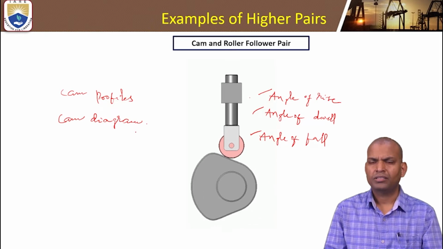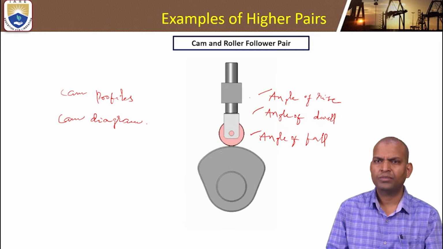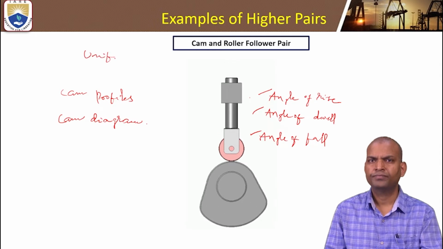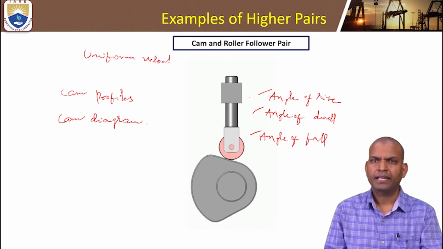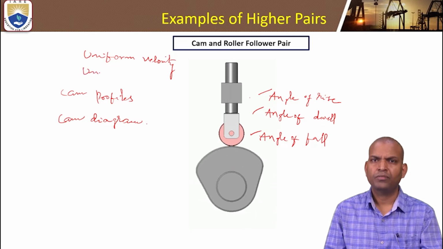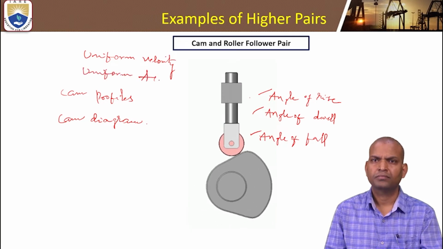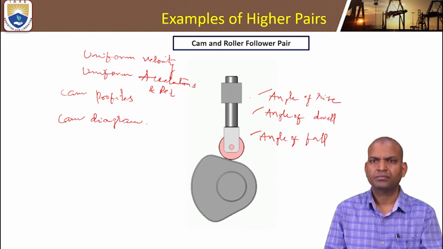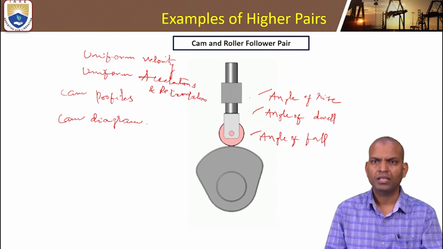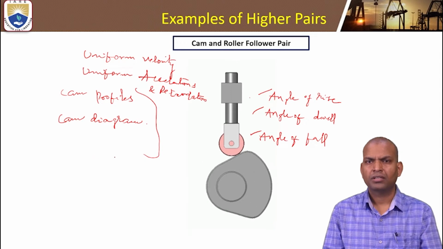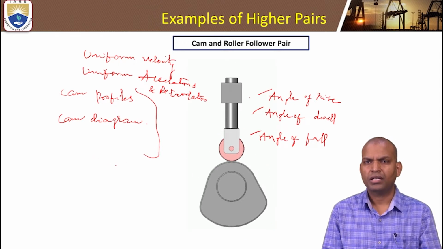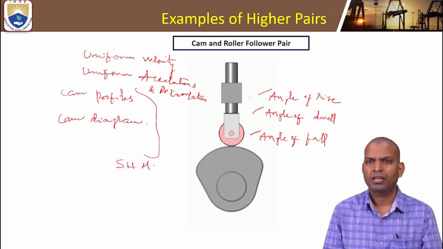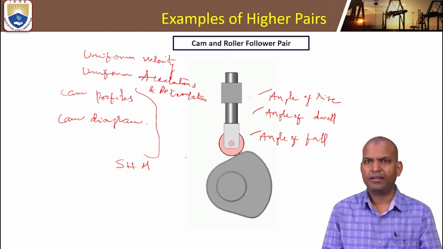Just a revision: the follower can have different motions. It can have uniform velocity motion, and it can have uniform acceleration and retardation. The follower can also have simple harmonic motion, SHM. A combination of these can also happen.